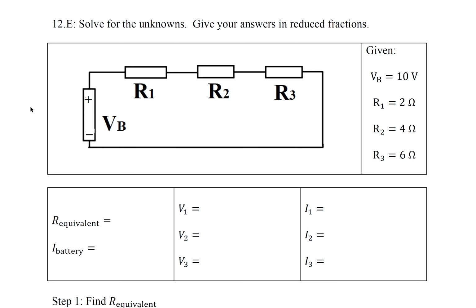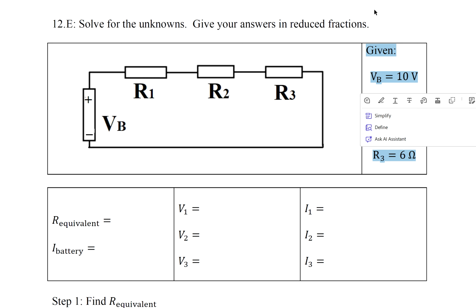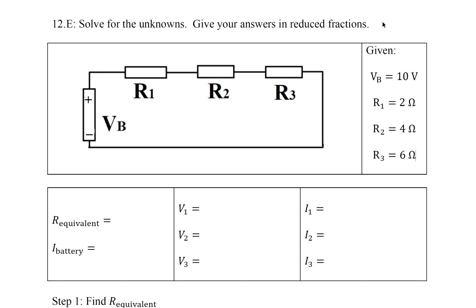Question 12. Solve for the unknowns, give your answers in reduced fractions. So check this out. We have the resistance of the 3 resistors and the voltage of the battery. Now we want to find these unknowns, these 8 unknowns.